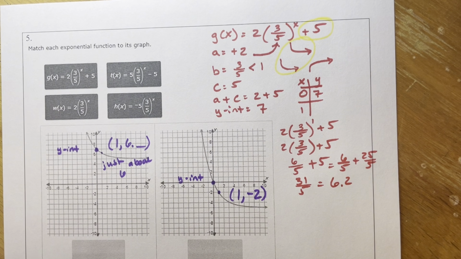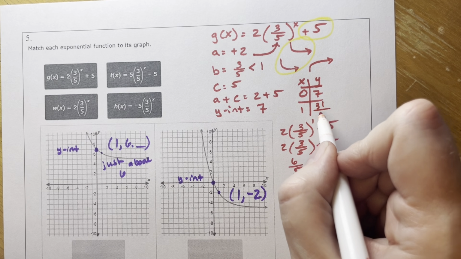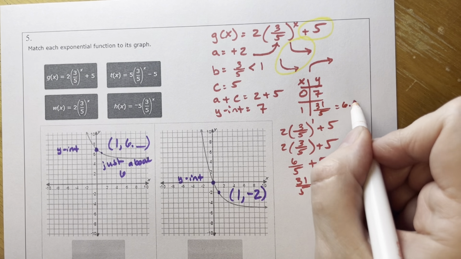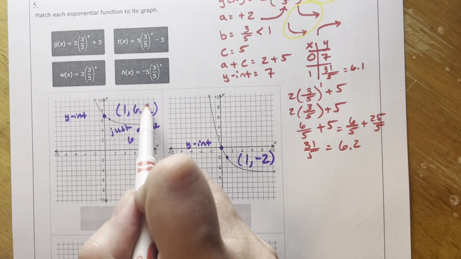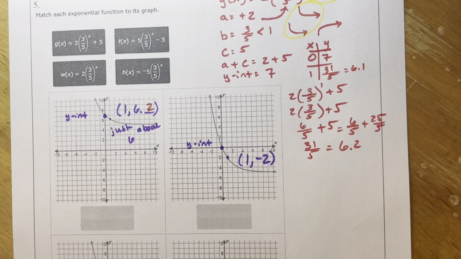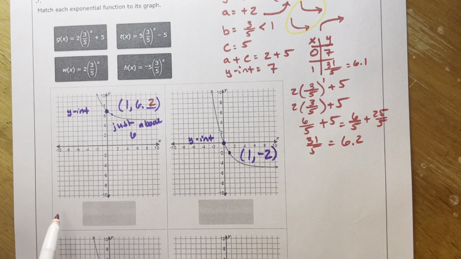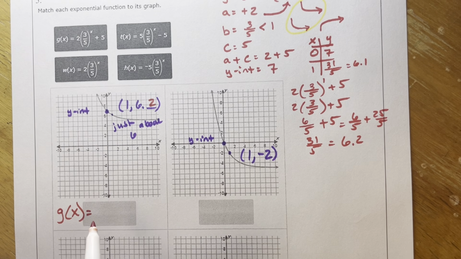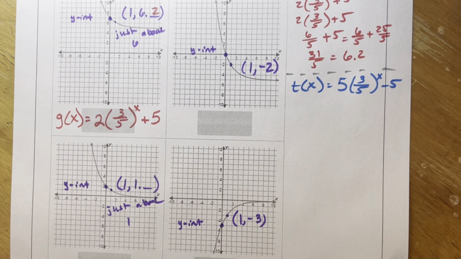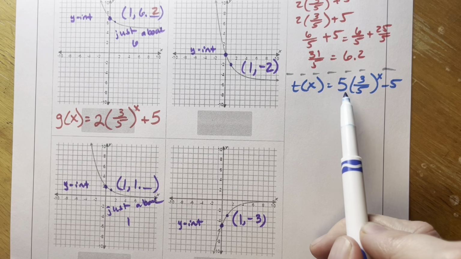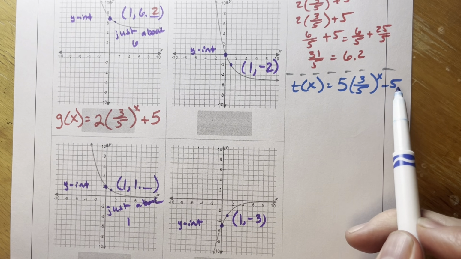And hey, don't you know it? That is so very much what we had said in the analyzing of our graphs. We said this was just above a 6, and it is. That's a 6.2 right there. So we see that our first graph is our g of x equaling 2 times the quantity 3/5 to the x power plus 5. Nice. In our second equation that we have here to analyze, we have t of x equals 5 times the quantity 3/5 to the x power minus 5.